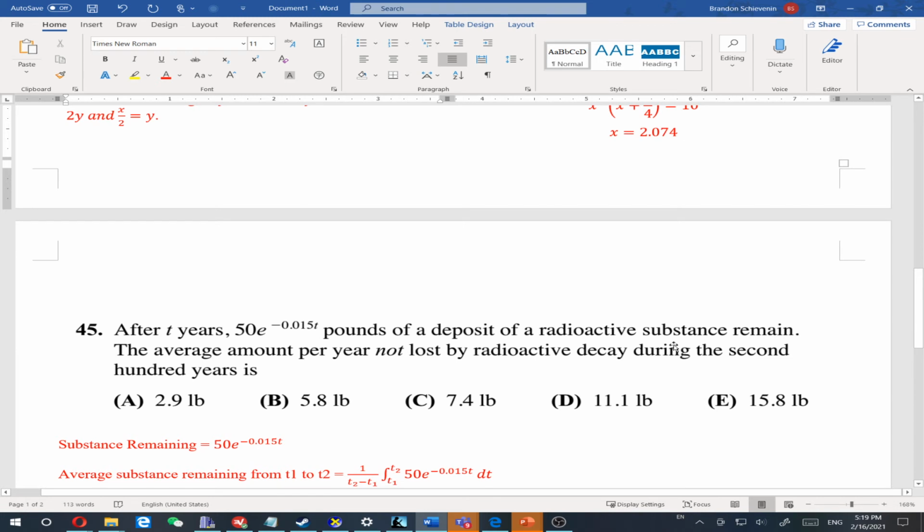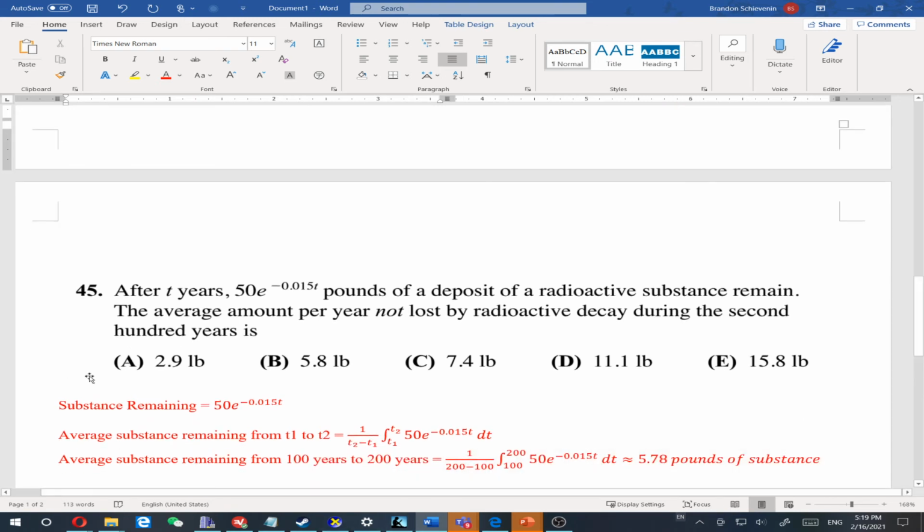So we're told that we've got some sort of radioactive substance. The amount remaining is given by this equation. I want the average amount that is not lost. The amount not lost is the amount remaining, so I'm looking for the average amount remaining. Since the substance remaining is the formula they gave us, the average of the formula they gave us would be our average value formula. So in general, this would be 1 over time 2 minus time 1 times the integral from time 1 to time 2 of our formula.